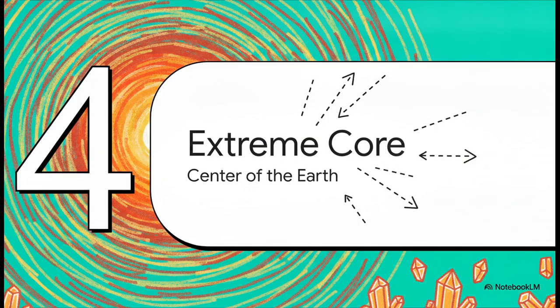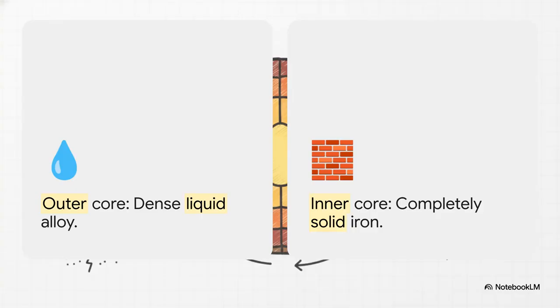Section 4. The extreme core. The core is the deepest, most extreme environment on our planet, and it's distinctly subdivided into two distinct parts, the outer core and the inner core. The outer core is this layer of extremely dense liquid made up of a nickel-iron alloy, and it's roughly 2,250 kilometers thick. But right in the absolute dead center of the planet is the inner core.